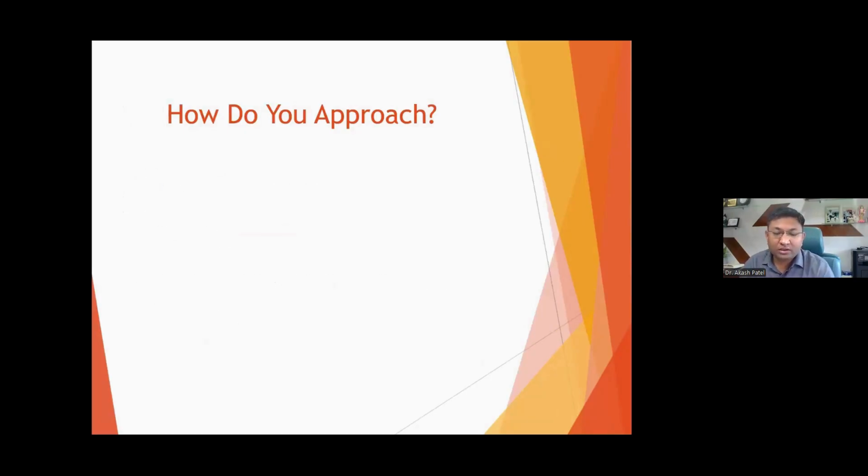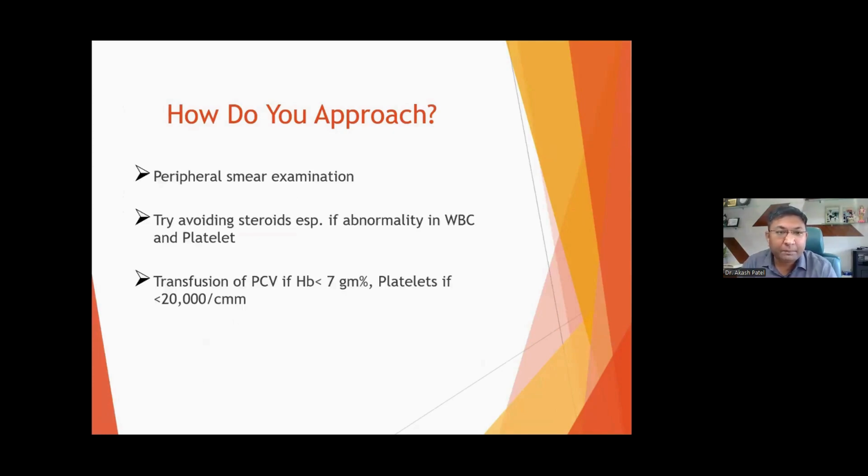But the most important thing when we see the patient is peripheral smear examination. And if we see any abnormality in WBC or platelets, then always try to spare or avoid steroids. In evolving leukemia or an acute lymphoblastic leukemia type picture, when we give steroids, there will be some temporary remission and we will miss the early diagnosis of that patient. So always keep this in mind.